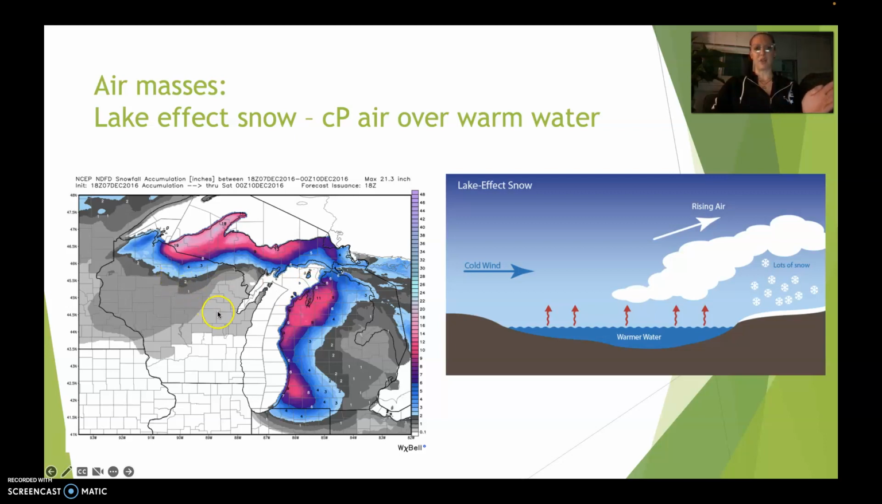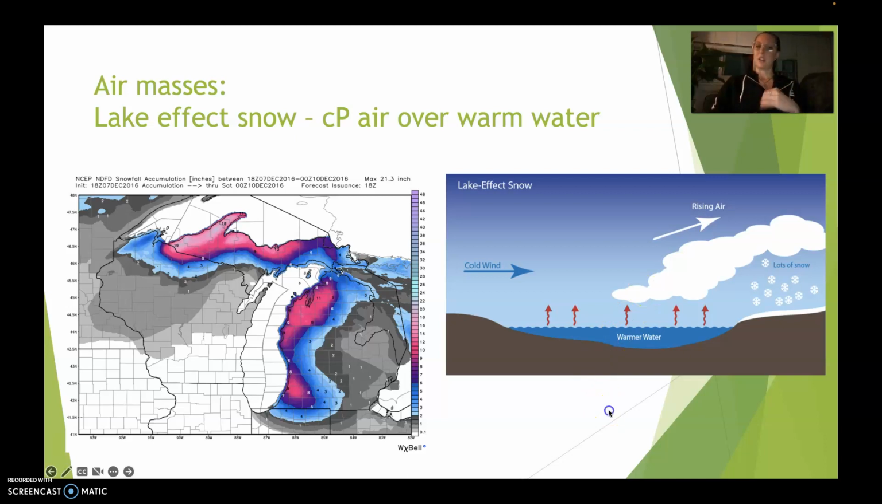So as the air travels over the water, it picks up moisture and releases all of that moisture over the landmass. And we can literally see greater snowfall totals right adjacent to the coastline. And here's a schematic version of what lake effect snow looks like.